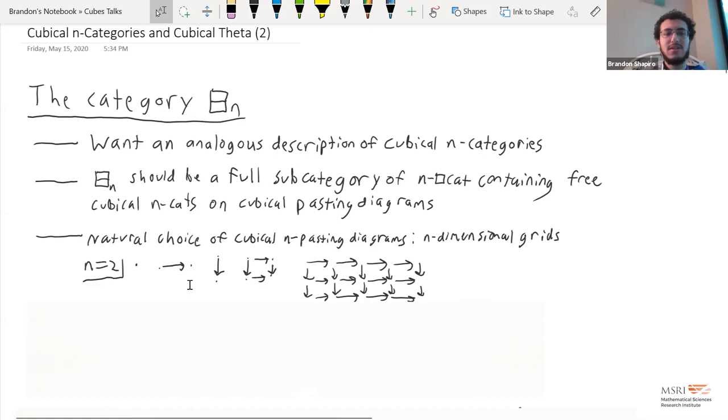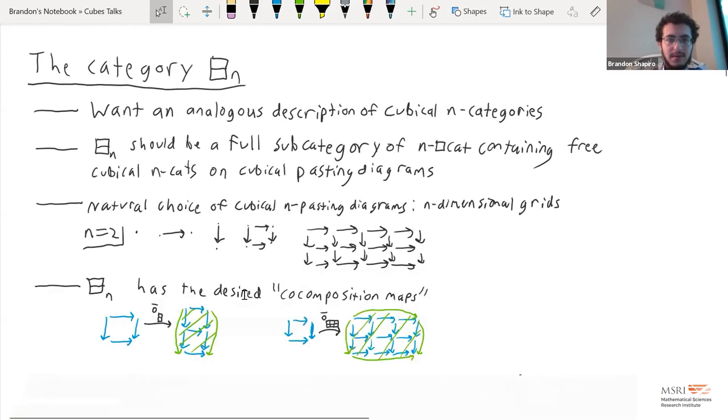So in one dimension, it's again strings, it looks like delta. In dimension two, it's these grids of squares, kind of like the pasting diagrams in theta two, except now the height and the width have to be the same because they're cubes and they don't scrunch down on these vertical maps like the globular case. And so this works pretty well.